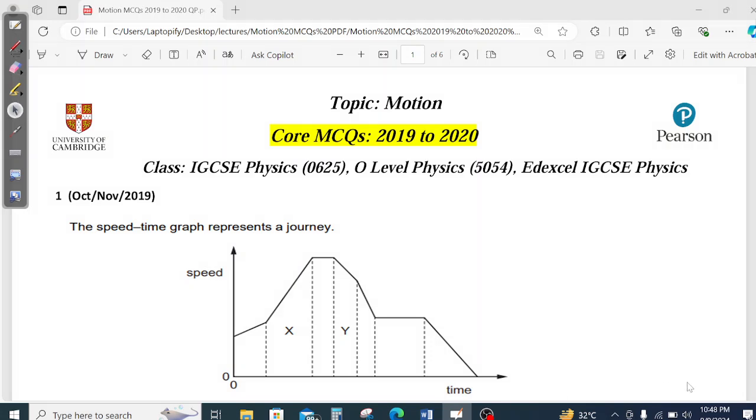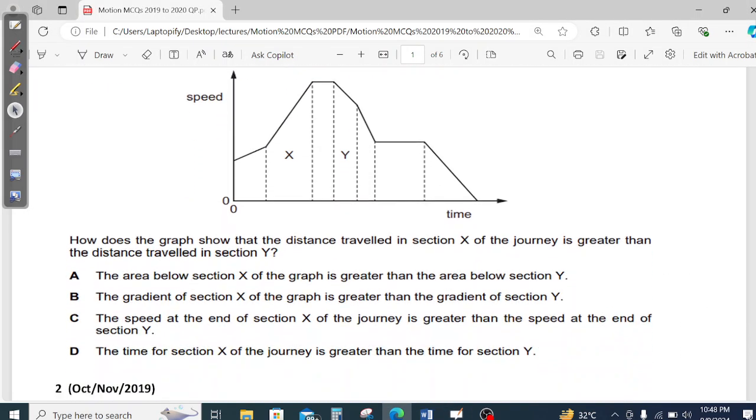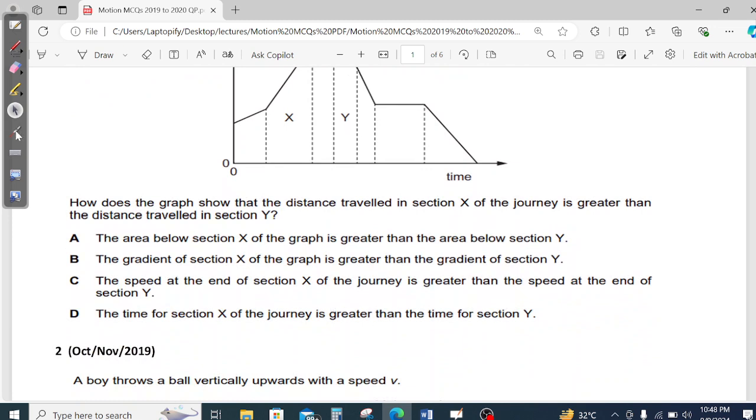Okay, so let's look at the options. The question is: how does the graph show that the distance traveled in section X of the journey is greater than the distance traveled in section Y? I have already told you that the area under the curve in the X region is larger than Y. That is why we can say that the body covers more distance in the X region as compared to Y. So look at the options. The area below the X section of the graph is greater than the area below the Y section. So this is your correct option.